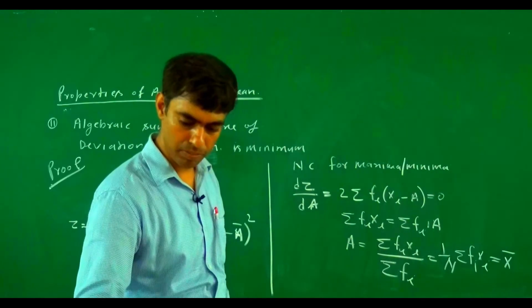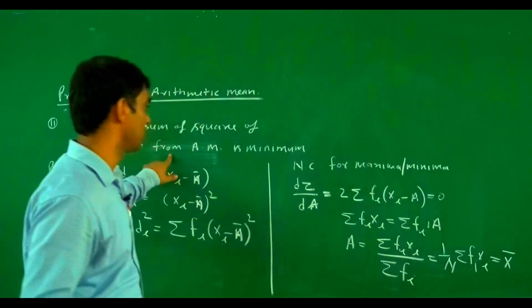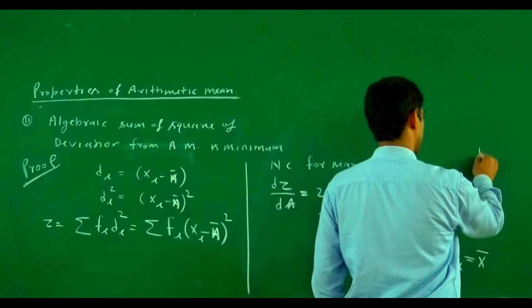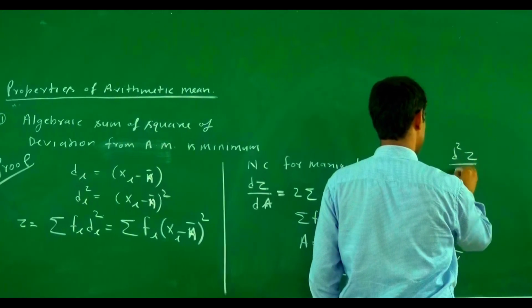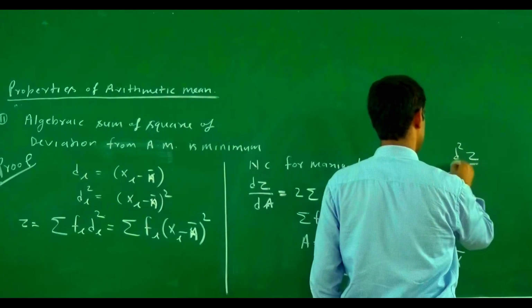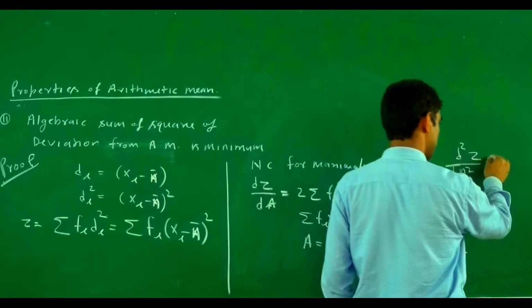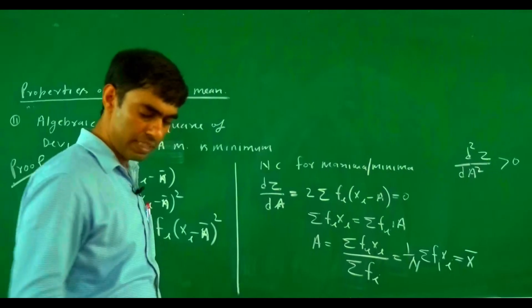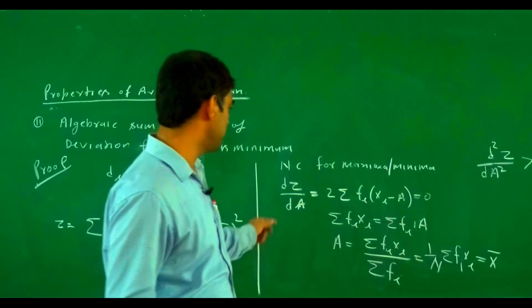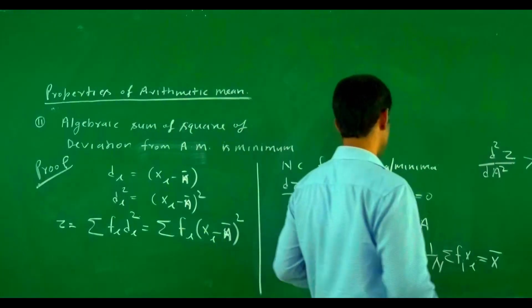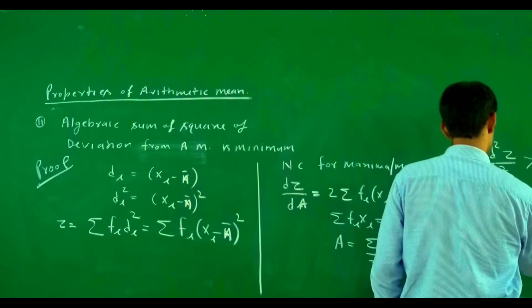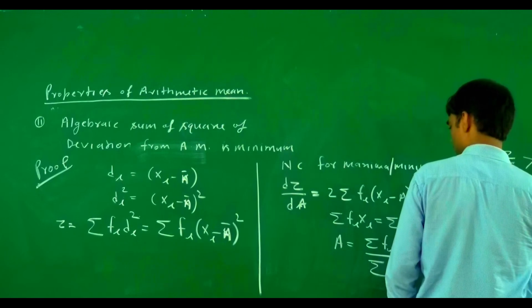A equals x bar gives the minimum value. What will happen if d²z upon dA² is greater than 0? So what is the value of d²z upon dA²? If we differentiate this function one more time, then d²z upon dA² equals what?